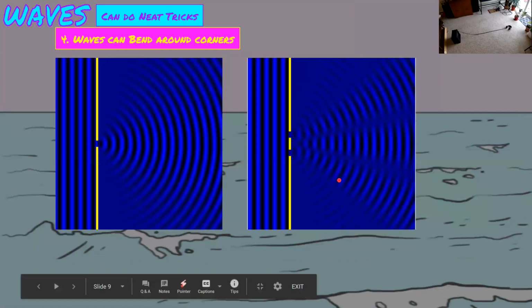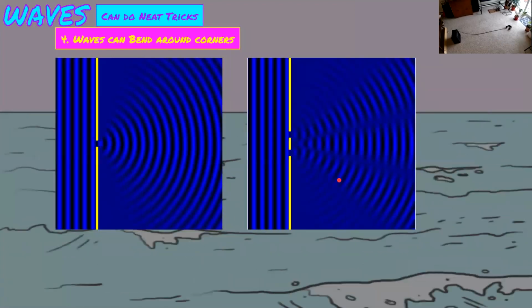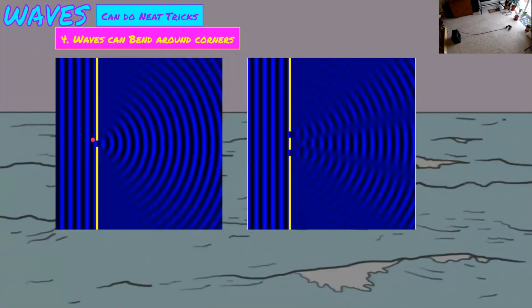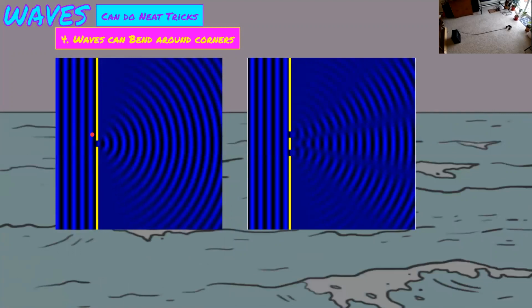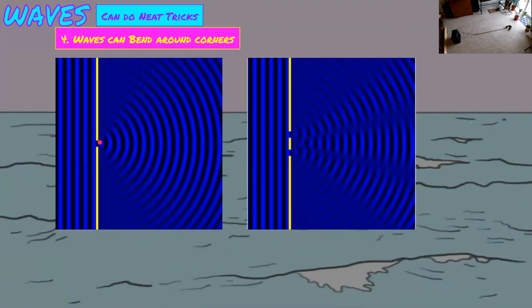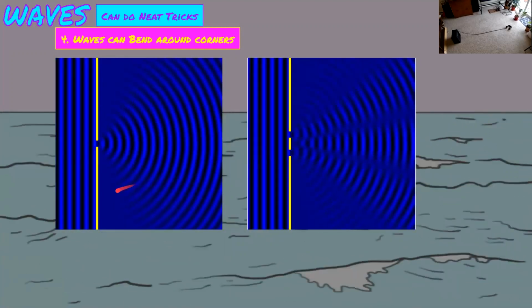The fourth cool thing that waves can do is that they can bend around corners. Here is a top-down view of a wave. The wave fronts are coming in and they're encountering an obstacle. When the waves pass through this small slit, they don't go out in a straight line. They actually bend around the corners.